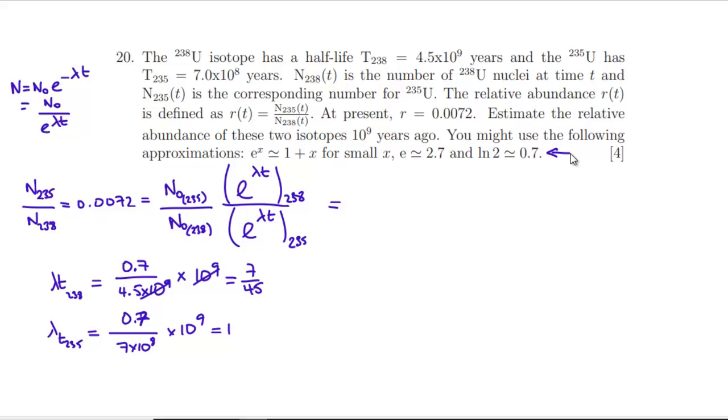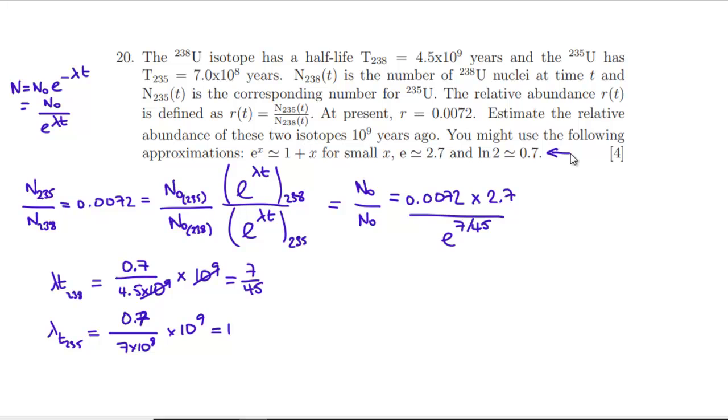So putting all of that into here, the ratio that we're looking for, the n0 over n0, is 0.0072. I'm just rearranging it to make the ratio the subject, times e to the lambda t for 235, so multiplied by e to the 1, so 2.7, then divided by e to the lambda t for 238, which is 7 over 45. So e to the 7 over 45.